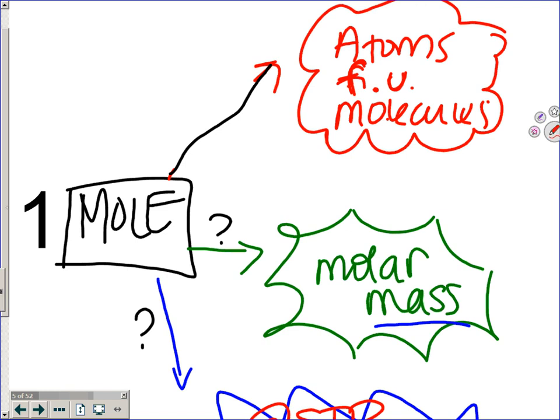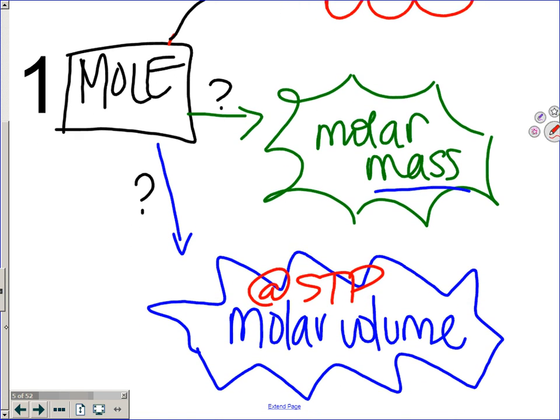That's why I have some arrows. We're going to add some stuff on those arrows. So this is going to be your BFF right after your polyatomic ion list, but in terms of looking at the relationships of moles. So you've got 3 relationships.